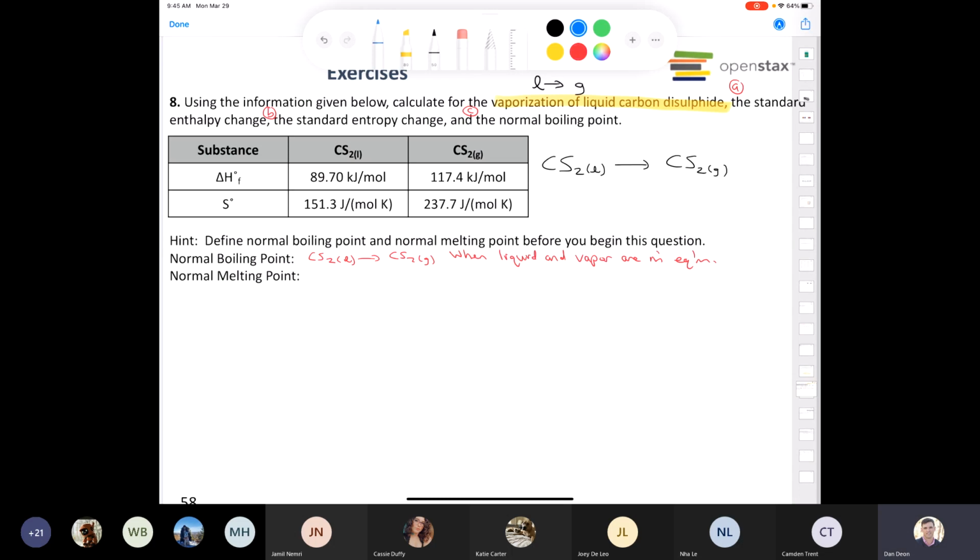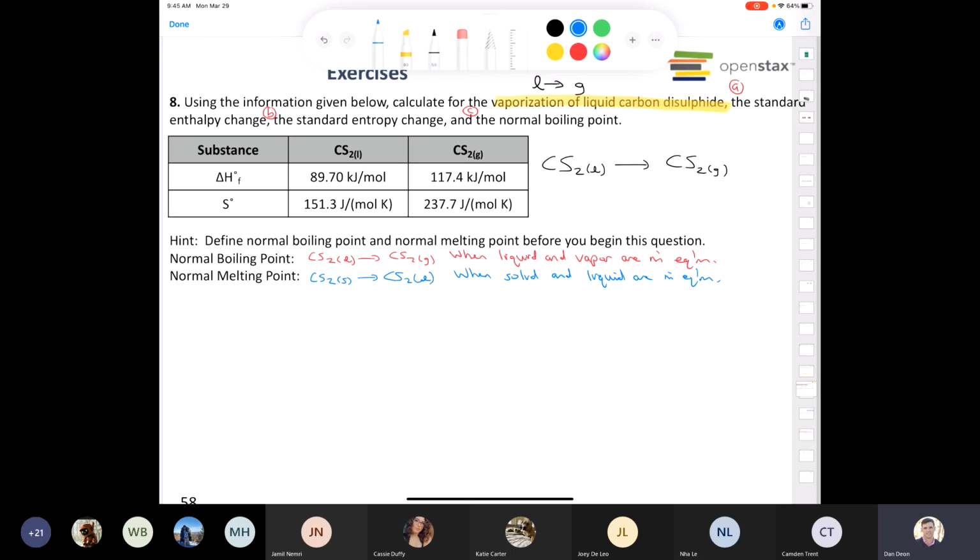Similarly, what's a melting point? A melting point is when we take carbon disulfide, let's say we have it in the solid phase, and we were to melt it, we convert it to a liquid. So similarly, the melting point is when solid and liquid are in equilibrium with one another, okay? That's when they're in equilibrium with one another.